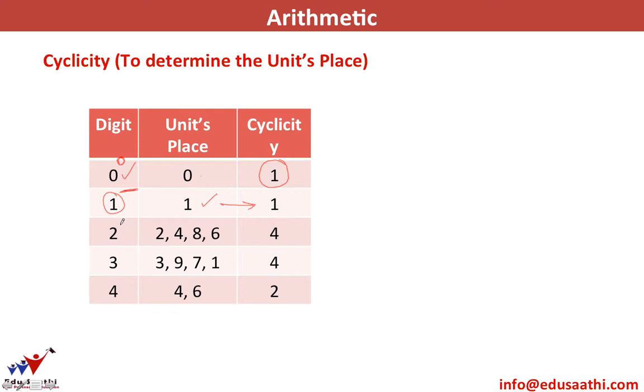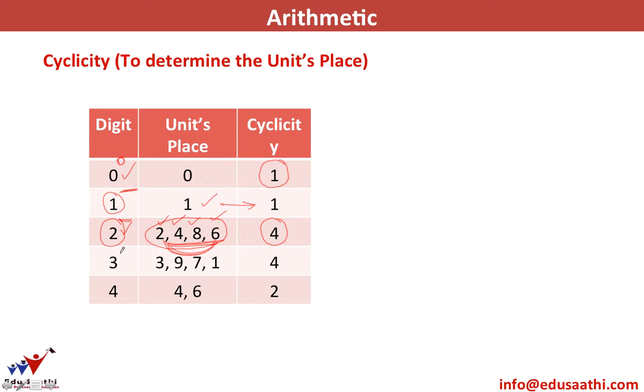However, if the last digit is 2, then 2 raised to a certain power would not end up in 2 all the time. It would end up in a pattern like 2, 4, 8, 6. Again it will repeat: 2, 4, 8, 6, 2, 4, 8, 6, 2, 4, 8, 6. So 2 raised to power anything would have a pattern 2, 4, 8, 6, and it will always repeat in a cycle with a cyclicity of 4. After 4 places, the last digits would start repeating itself.